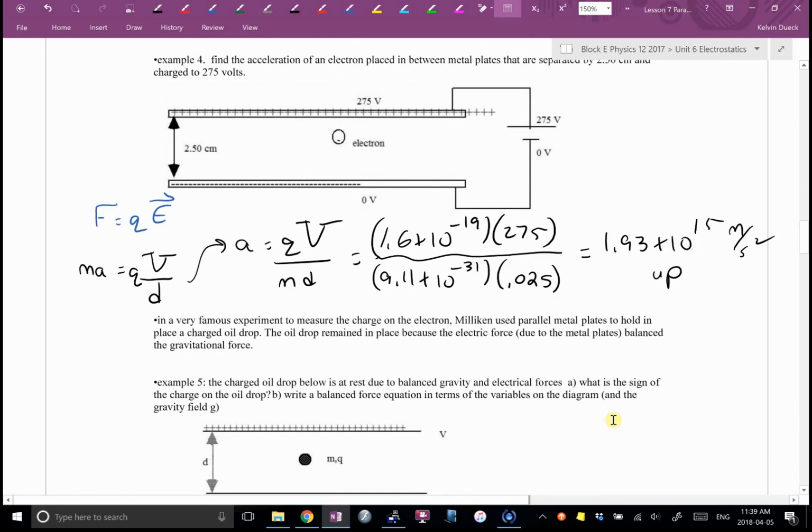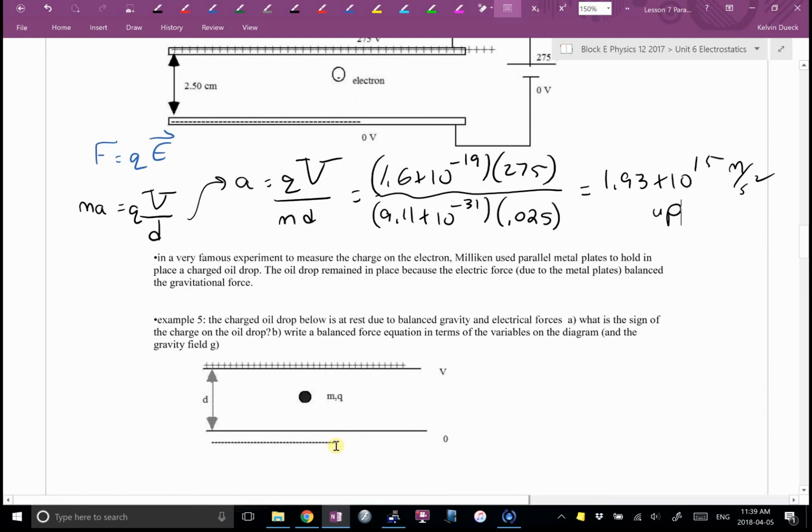This idea of having a charged object between plates is how we figured out the charge on an electron. This is where that 1.6 times 10 to the negative 19 came from. In a very famous experiment, Millikan used parallel metal plates to hold in place a charged metal drop. Gravity was pulling it down, and he'd let electric force push it up, and he let it hover. So he knew the two forces were equal. And from that, he was able to solve for Q.